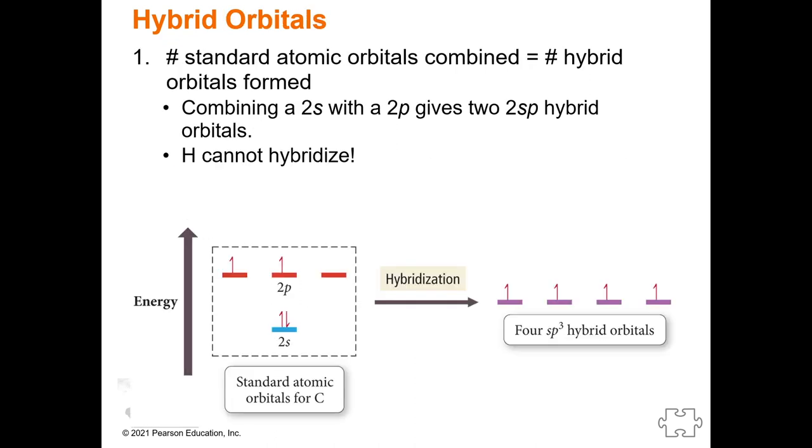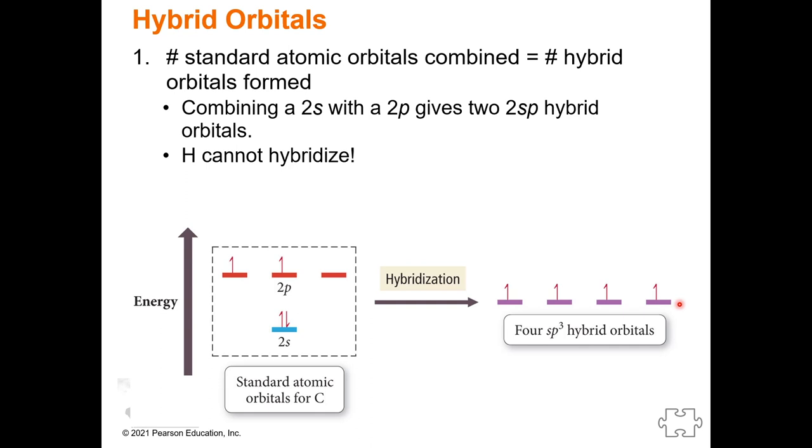Okay, so the first rule in atomic orbitals is the number of atomic orbitals you combine is going to be the same number of hybrid orbitals that you produce. So if we take a look at carbon, okay, this is the energy diagram for carbon. It has four valence electrons. It has one 2s orbital and three 2p orbitals. You could see that the 2s orbital is lower in energy compared to the three 2p orbitals. Now look at what we're going to do. We're going to mix these four atomic orbitals, and then we'll have four hybrid orbitals.